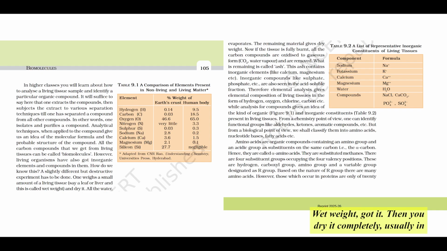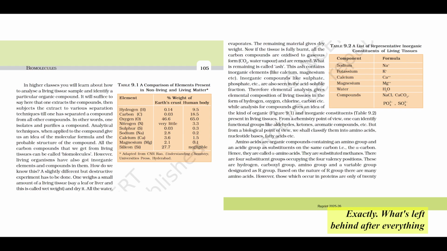Wet weight, got it. Then you dry it completely, usually in an oven. All the water evaporates. The material that's left, that gives you the dry weight. Okay, dry weight. Makes sense. Next comes the destructive part. You take that dried tissue and you burn it completely, fully incinerate it. Burn it, wow. Yes. During burning, all the organic molecules undergo oxidation. They turn into gases like carbon dioxide, CO2, and water vapor, and these gases are released. So all the organic stuff is gone.